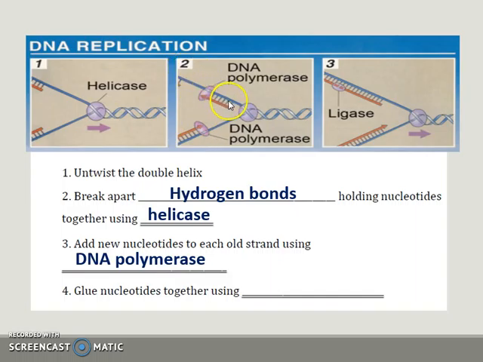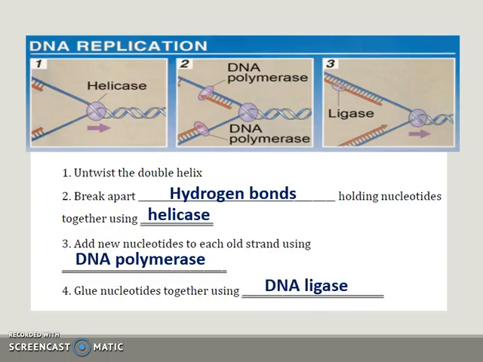3 says, add nucleotides to each old strand using DNA polymerase. So on number 2, you can see that the old strand that was split apart by the helicase, now each one is having new nucleotides added to it. So this one has nucleotides being added to it here, and this one has them over here, and the enzyme that's doing that is DNA polymerase.